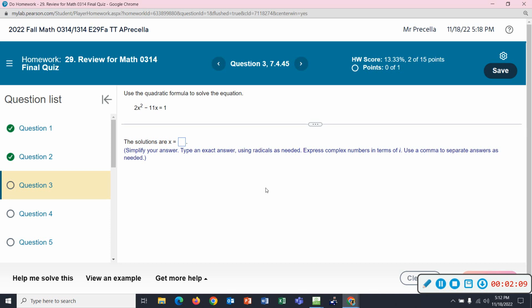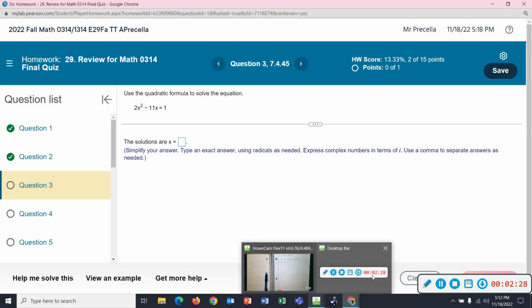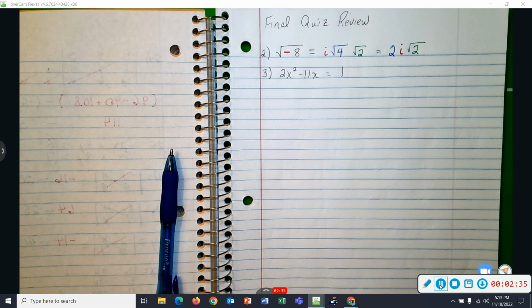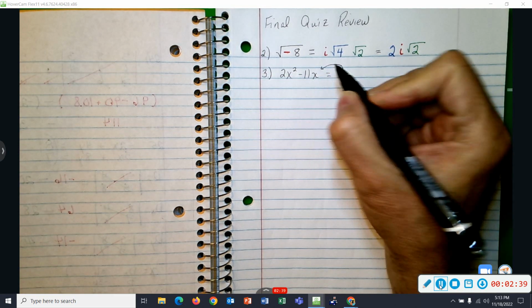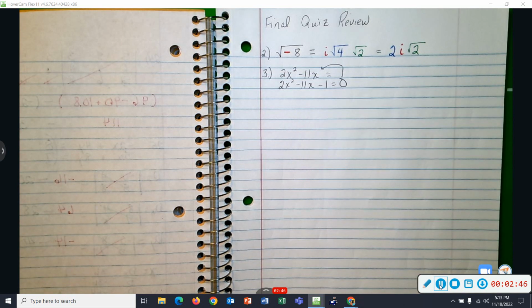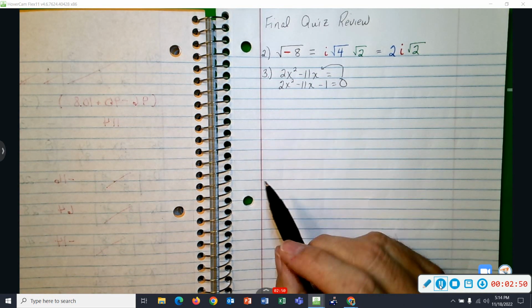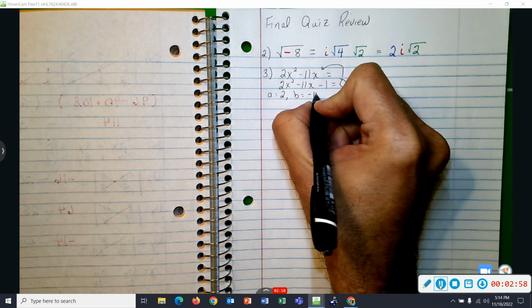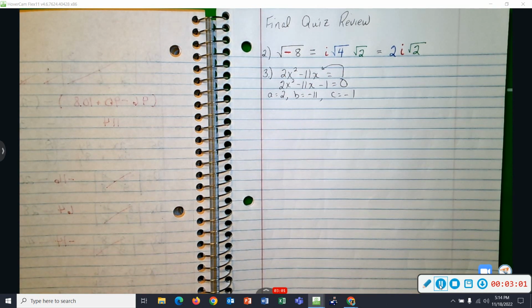Problem 3 says, use the quadratic formula to solve 2x squared minus 11x equals 1. In order to use the quadratic formula, you have to have a 0 on one side. It needs to be in that standard form, ax squared plus bx plus c equals 0. So I'll write it like that by subtracting the 1 from both sides. A is 2, b is negative 11, c is negative 1.